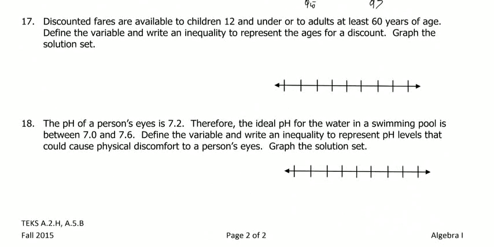Discounted fares are available to children 12 and under, or to adults at least 60 years of age. Define the variable and write an inequality to represent the ages for a discount. Graph the solution set. So let's see. A needs to be less than or equal to 12, or A needs to be greater than or equal to 60, where A equals age. So 12 and 60 with closed dots. A needs to be less than that, so we're going to go to the left. A needs to be bigger than this one, so we go to the right.